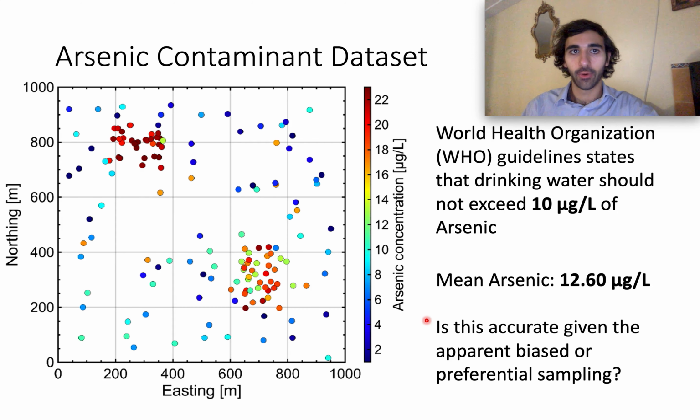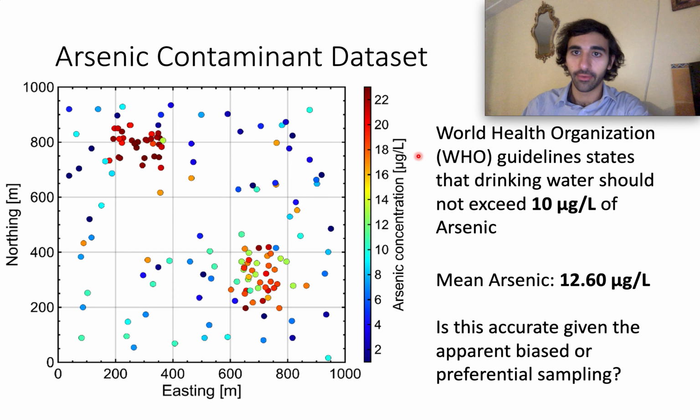All right, so we're going to use this synthetic data set for our example here. It's an arsenic contaminant data set. These are various surface water samples taken in 2D space throughout 1,000 meters of easting and northing. There's about 153 samples here, and they're all measuring arsenic concentration in micrograms per liter.